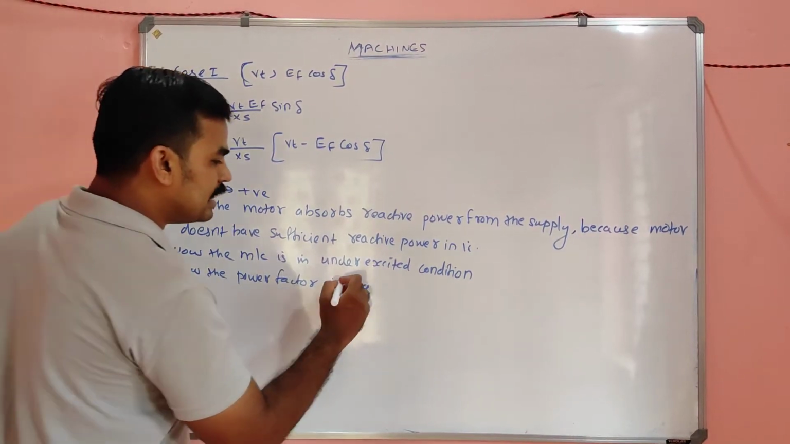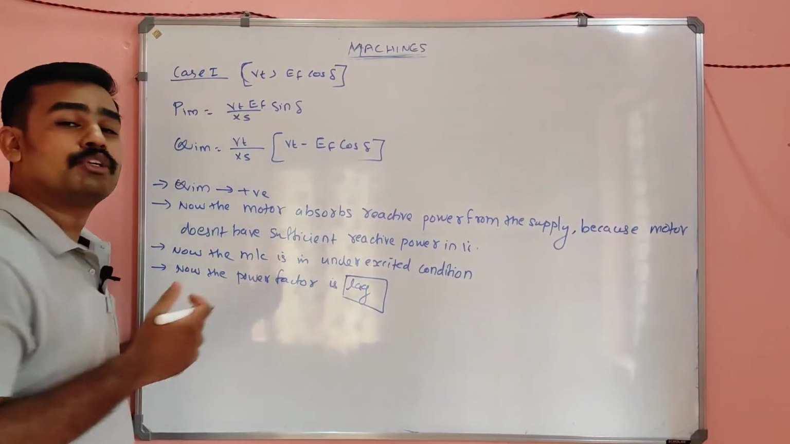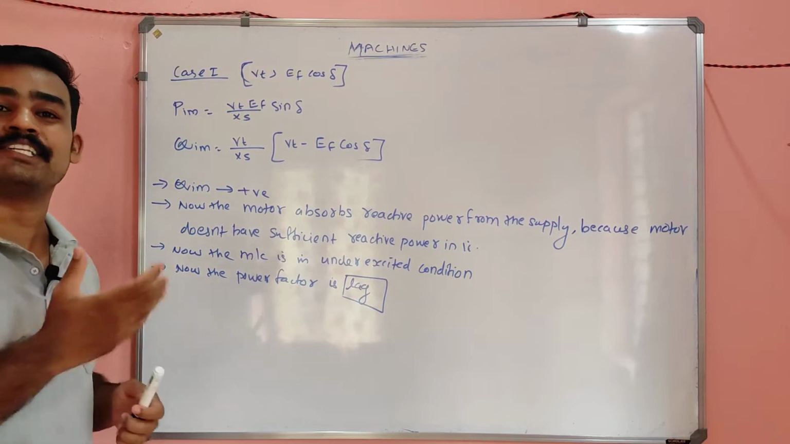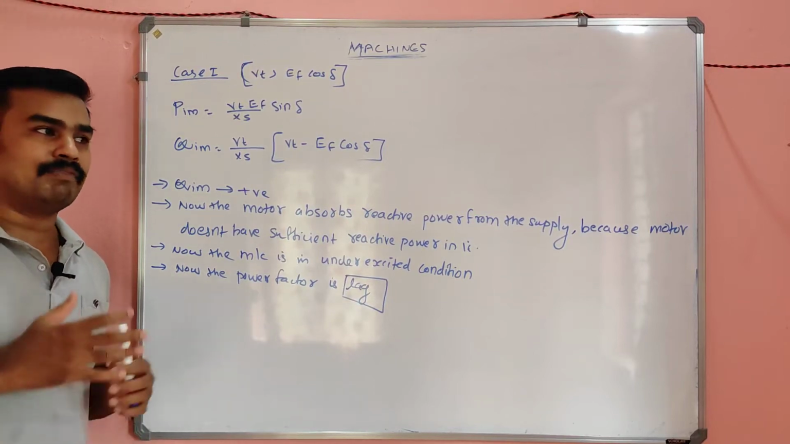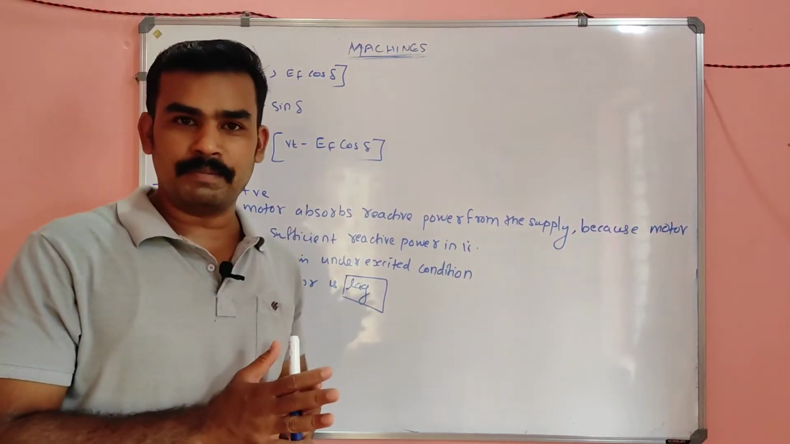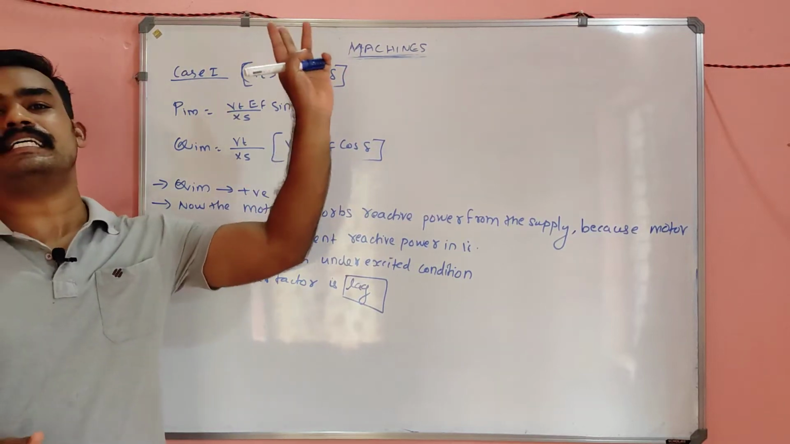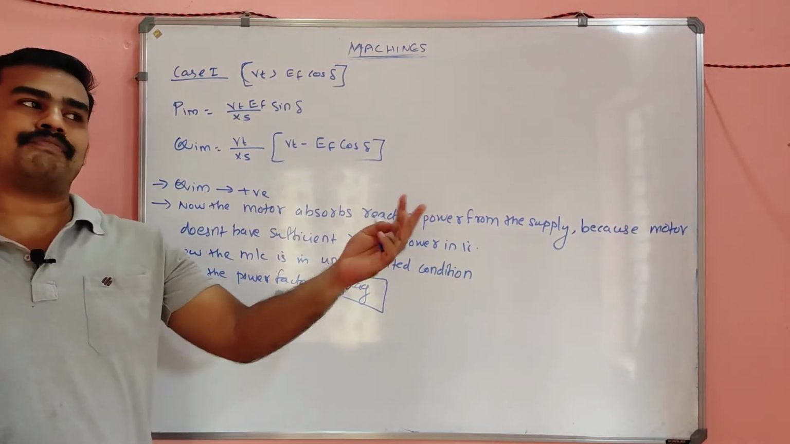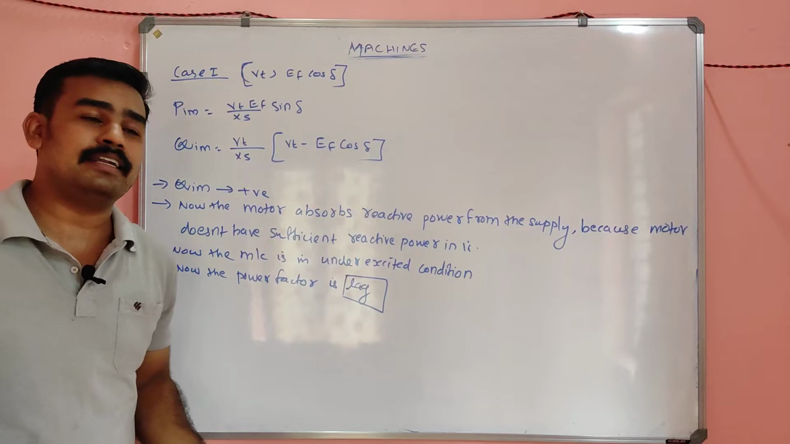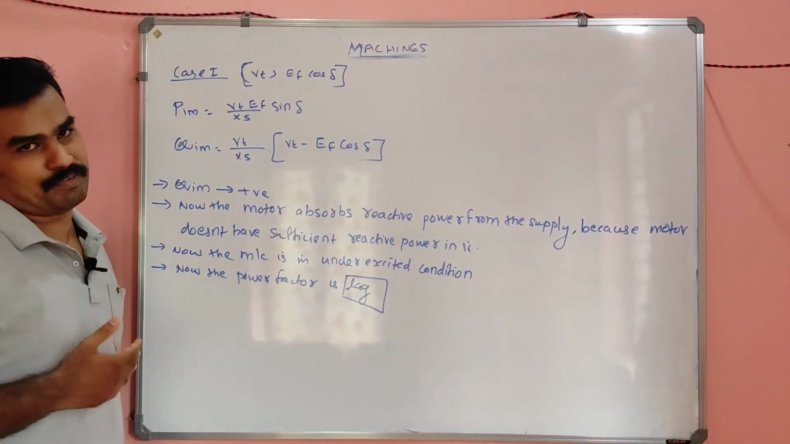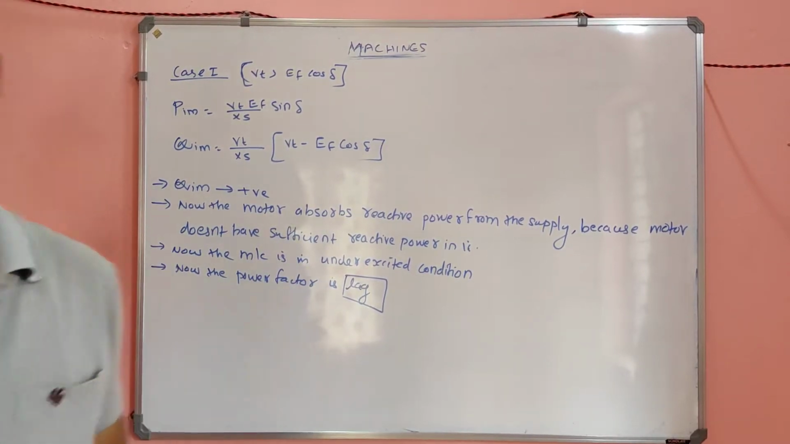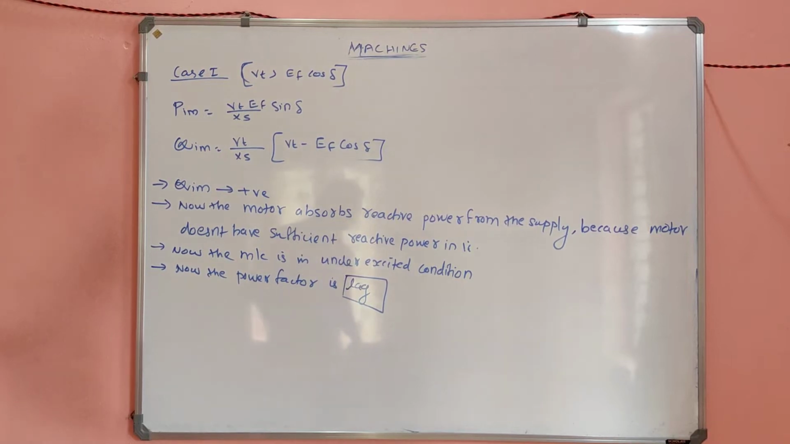So power factor is lag means this is not the desirable condition. Power factor should always be near to unity. So power factor lead is an undesirable condition. Power factor lag is also an undesirable condition. So we want to improve this power factor. So what can we do for improving such a power factor?